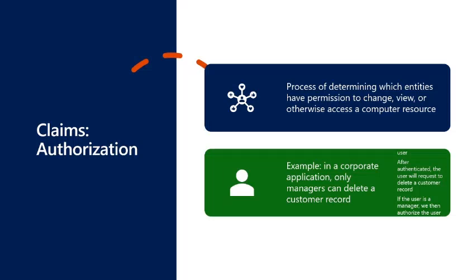So, what is claims authorization? The process of determining which entity has permission to change, view, or otherwise access a computer resource. It can be a user, it can be a resource, so it can be anything. Just determining if that particular entity has the permission.